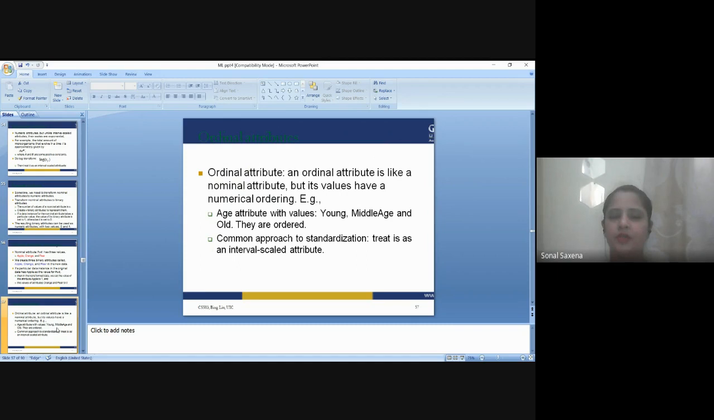Now, what are ordinal attributes? It is like a nominal attribute, but its values have a numerical ordering. For example, an age attribute with values like young, middle age, and old, which are ordered. A common approach of standardization treats it as an interval scaled attribute. We can take it like that.